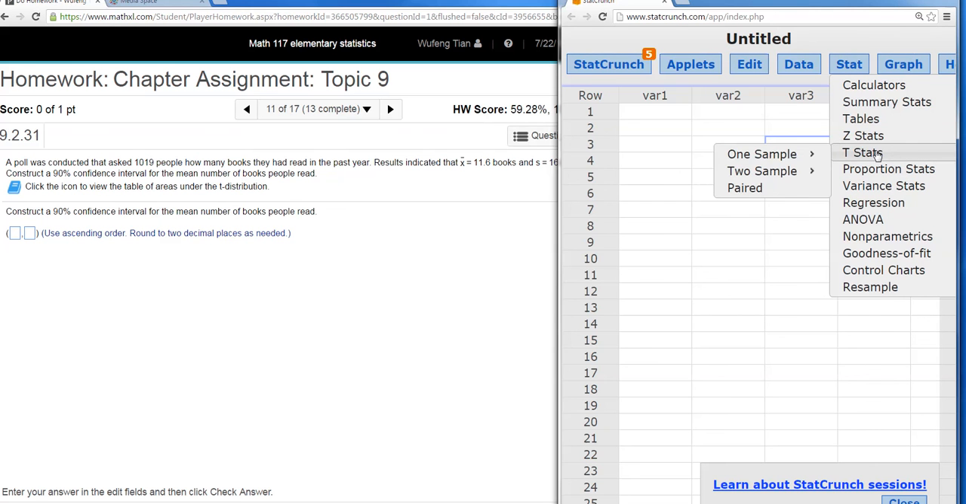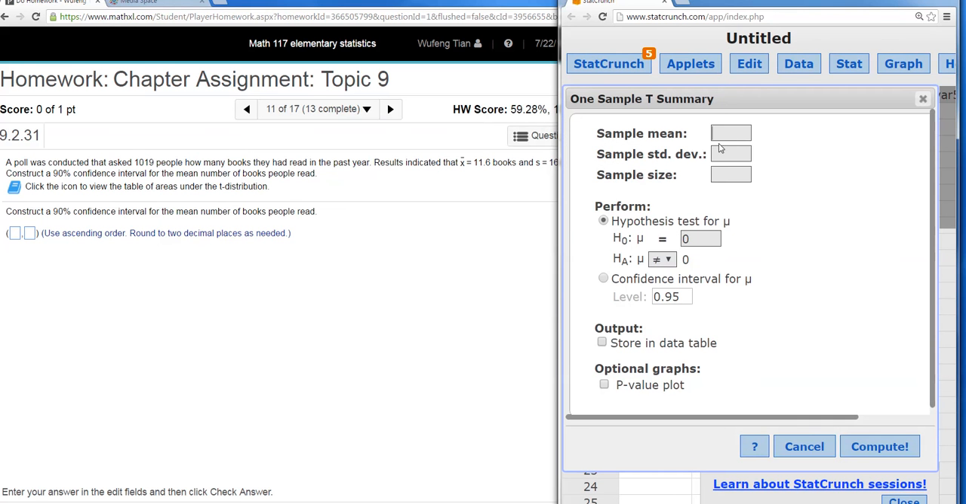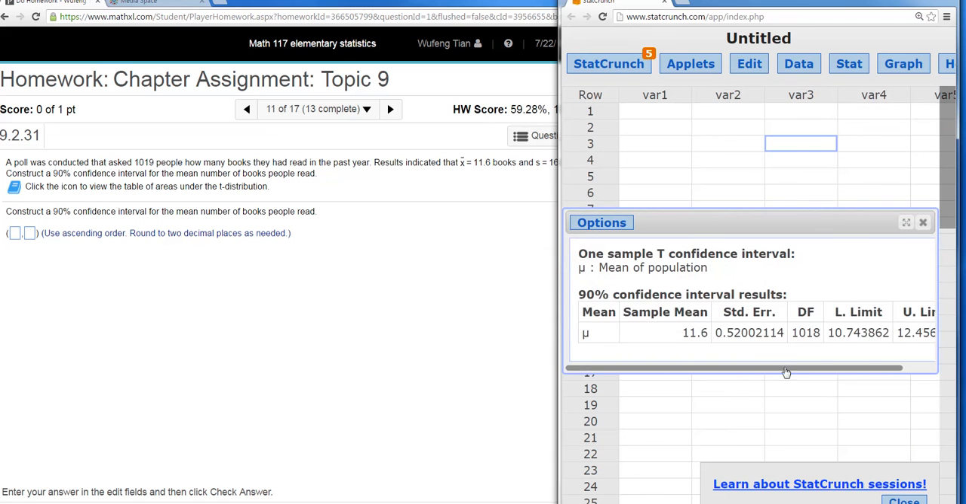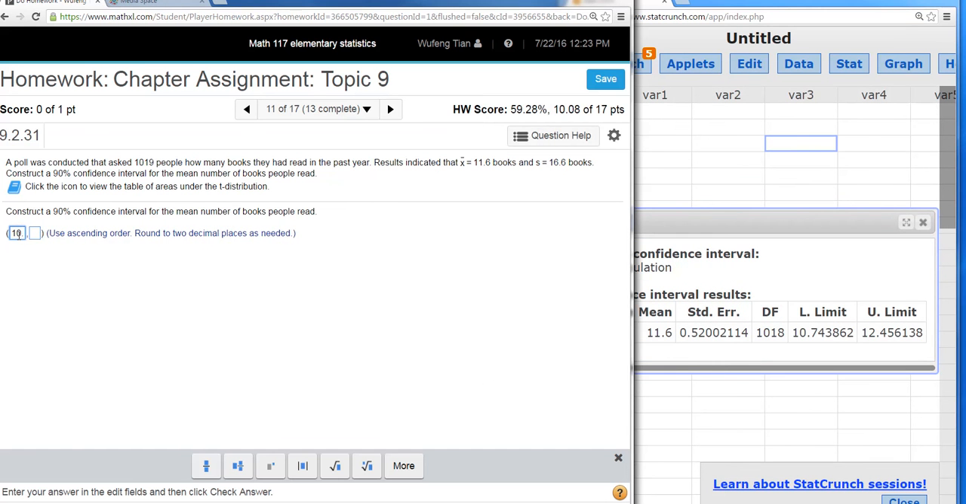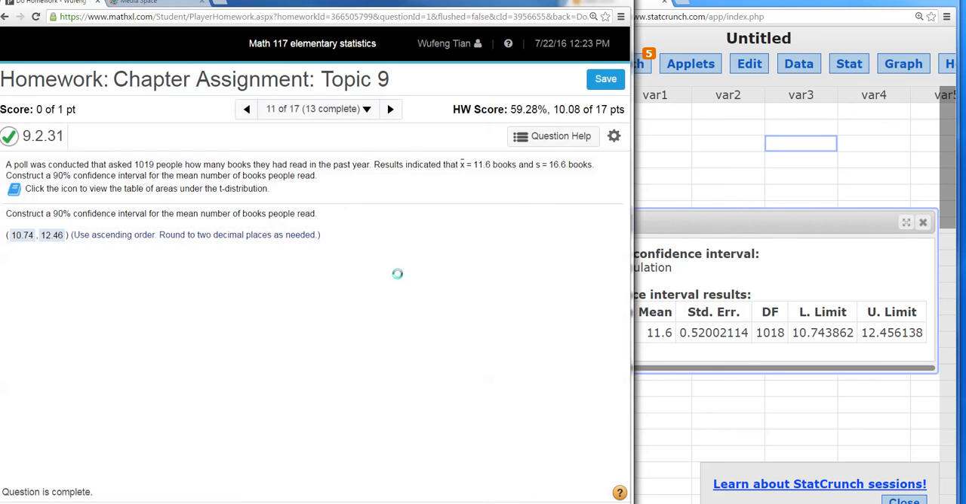Stat, t-distribution, one sample with the summary. Mean value 11.6, standard deviation 16.6. Sample size 1019, confidence interval 90%. And you compute. The lower limit is 10.74 and the upper limit is 12.46. Okay.